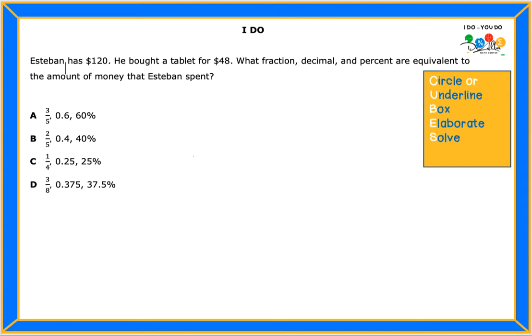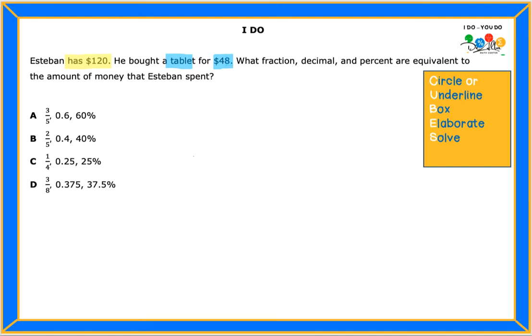And let's use our strategy of cube that we have on the right side. So we're going to start by identifying important information, numbers, and what they mean. So here it says that he has 120, okay. Then he bought a tablet. The tablet cost $48. This is important.